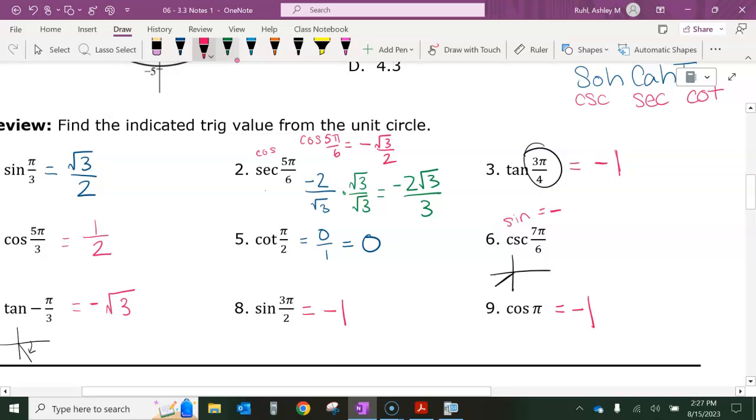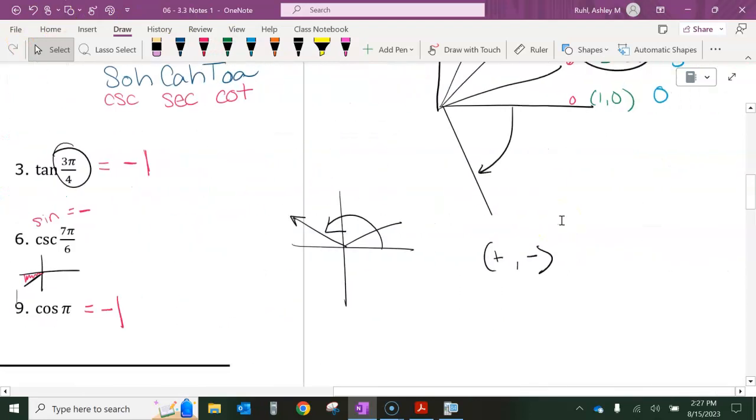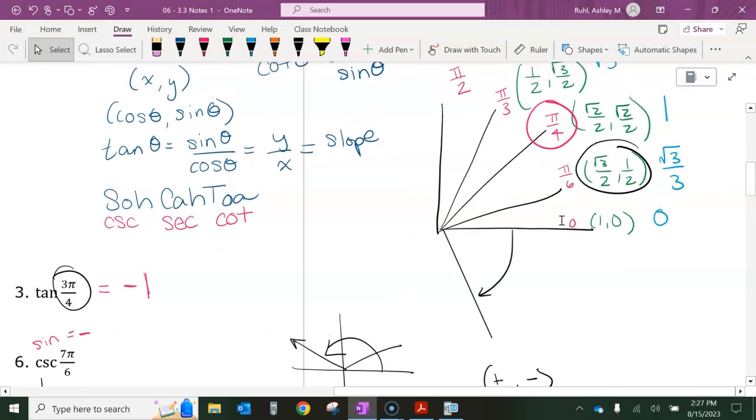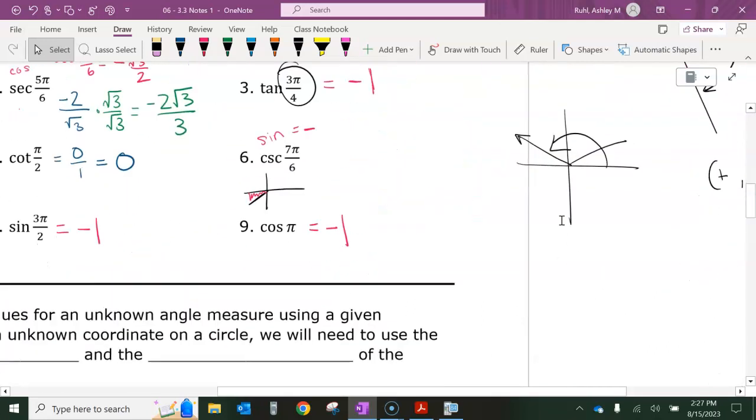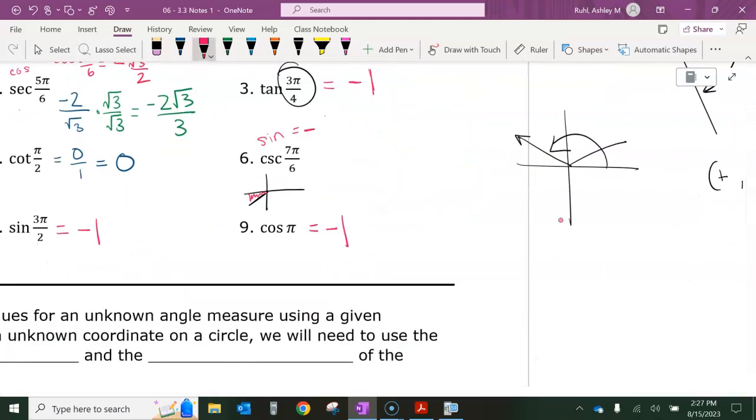7 pi over 6 gets me the same reference angle as pi over 6. So I'm going to come back over here and go, okay, pi over 6 for sine is 1/2. So this one for sine would be negative 1/2. So that means that its reciprocal for cosecant is just negative 2.